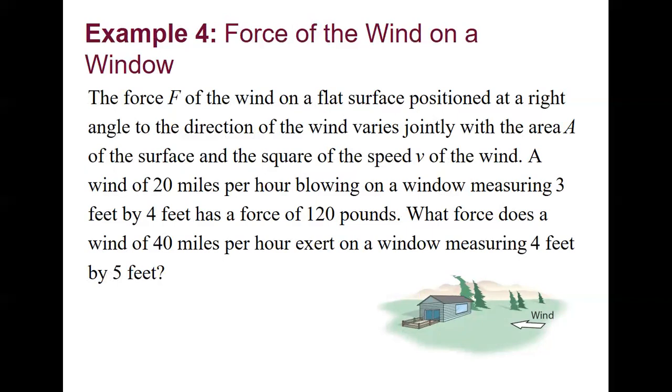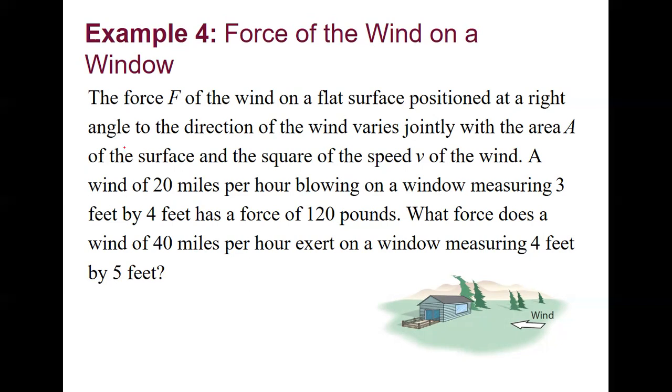Okay. All right. So the force F of the wind on a flat surface positioned at a right angle to the direction of the wind varies jointly with the area of the surface and the square of the speed V of the wind. A wind 20 miles per hour blowing on a window measuring 3 feet by 4 feet has a force of 120 pounds. What force does a wind of 40 miles per hour exert on a window measuring 4 feet by 5 feet? A lot of words, a lot of numbers.